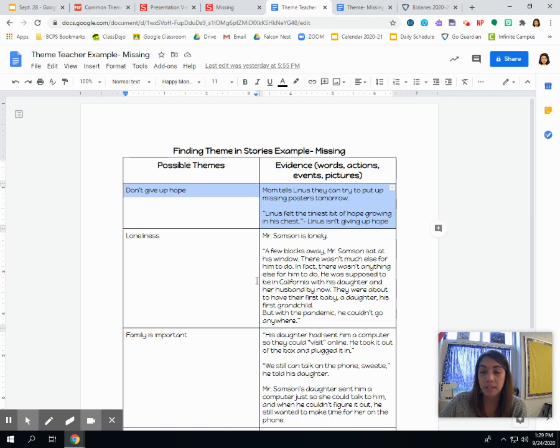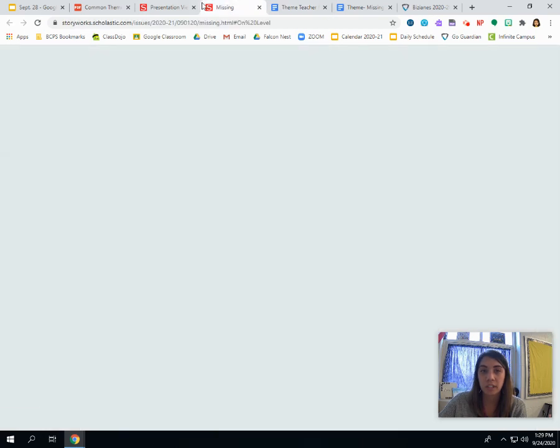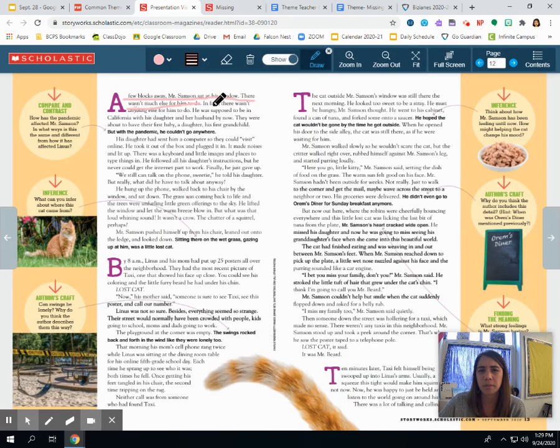That is a piece of evidence that tells me that he's feeling loneliness, and that could possibly be another theme. Let's keep going. His daughter had sent him a computer so they could visit. Oh my gosh, that's sweet. Does that tell me that family is important to them?